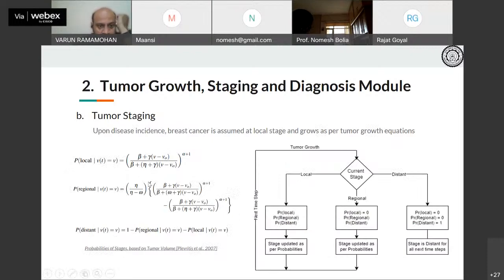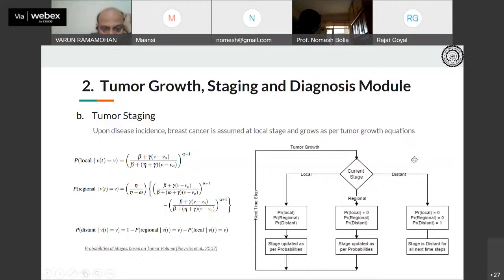disease is. So we have these probabilities from clinical studies that basically say, okay, what is the probability of the tumor being in the local stage, given that the volume of the disease at time t is V, right? So this is an existing clinical model that we use, okay?